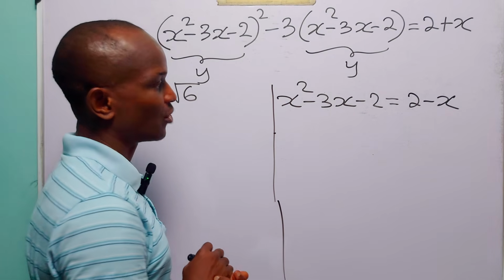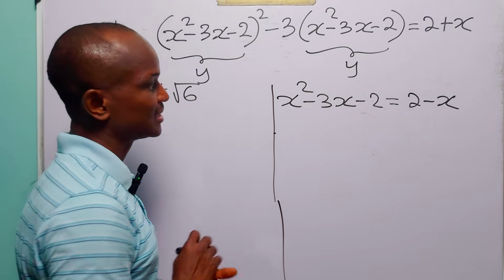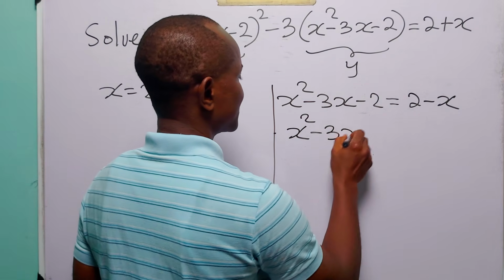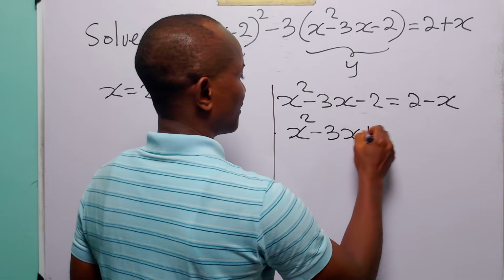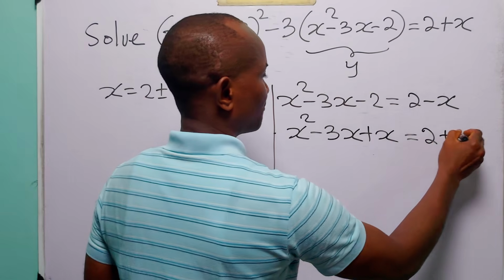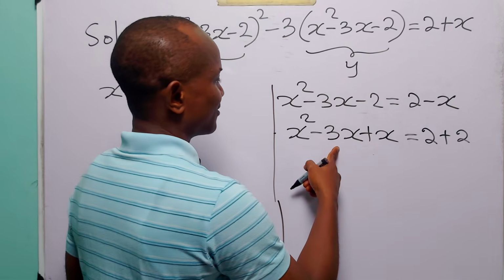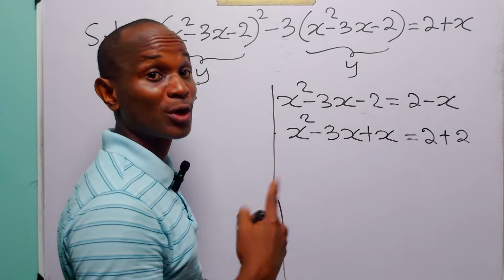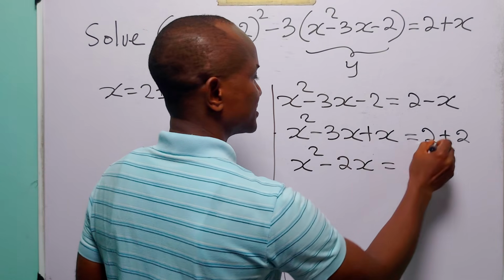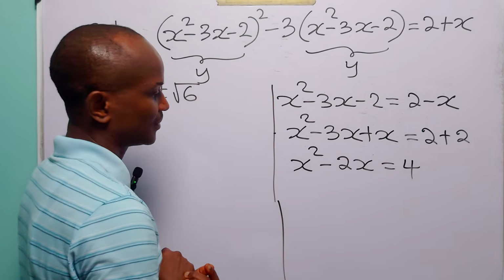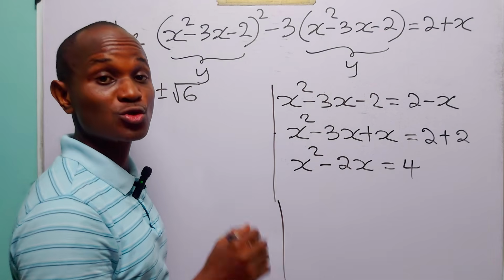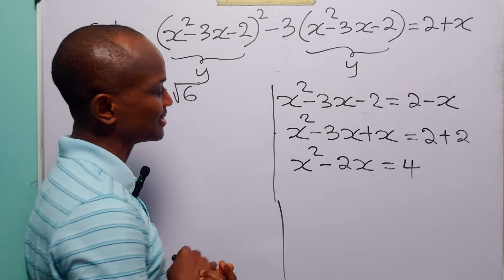Now to solve the second quadratic equation, let us start by rearranging the equation. We have x squared minus 3x plus x is equal to 2 plus 2. Minus 3x plus x is minus 2x. So we have x squared minus 2x is equal to 4. Now we cannot solve this quadratic equation by factorization. So once more, let us solve it by completing the square method.